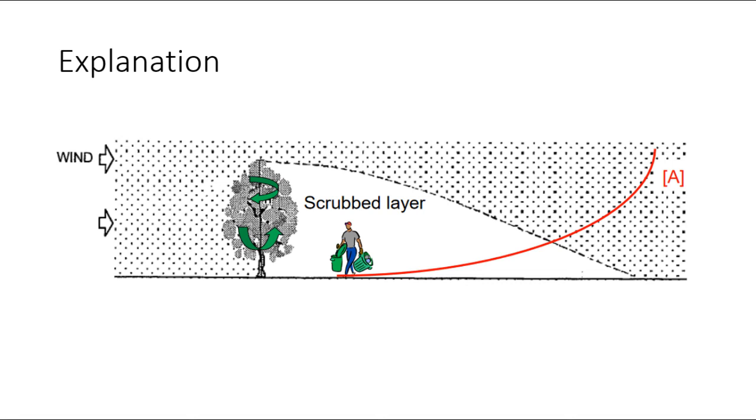A conclusion we could take from this is that the effectiveness of a shelter belt is dependent on whether you are in the sheltered layer of the shelter belt. This is the layer where the wind speed is decreased.